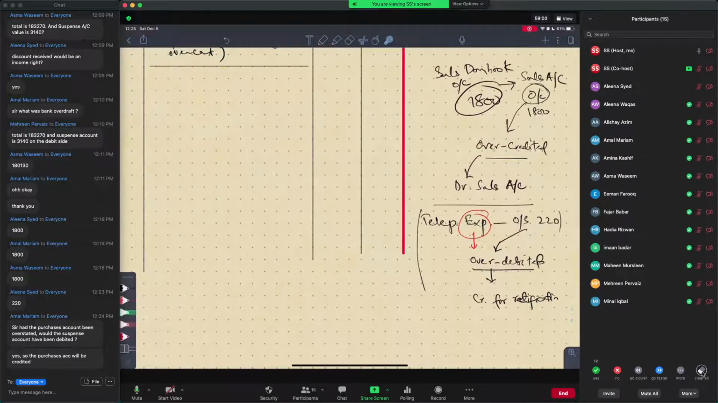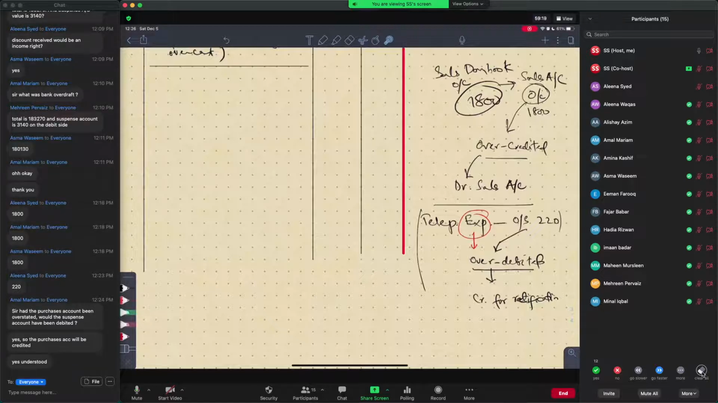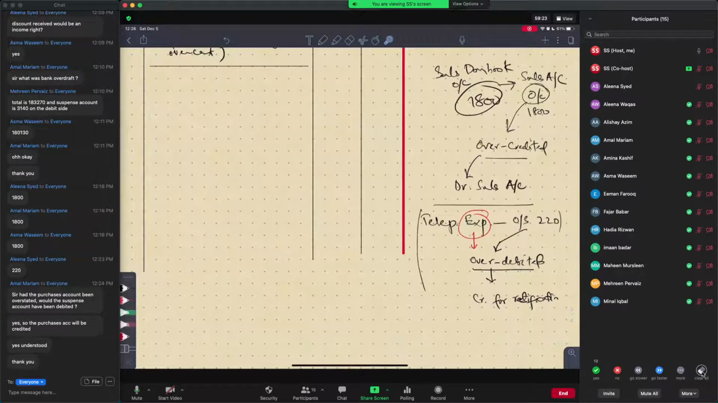You don't think with suspense account in mind. You always think with the existing error to be fixed. And then you will see whether you have a vacuum, whether you have that gap in the double entry or not. If there is one, suspense account fills it in. If there is none, you will leave it just like that. Great. Excellent. Yes, purchase account will be credited. Yes. Great. No problem with it.